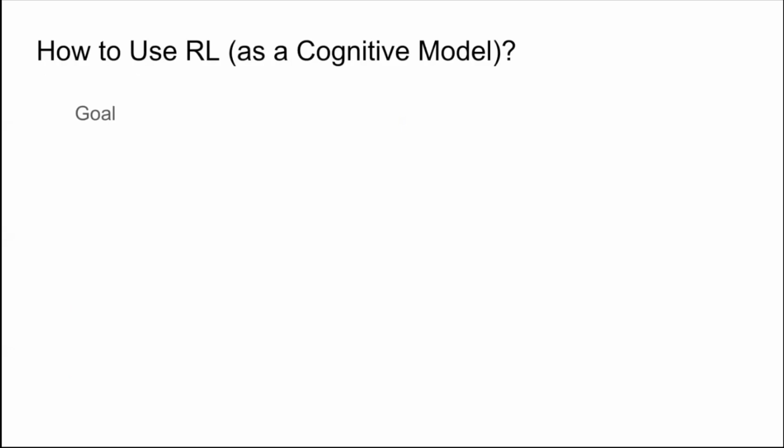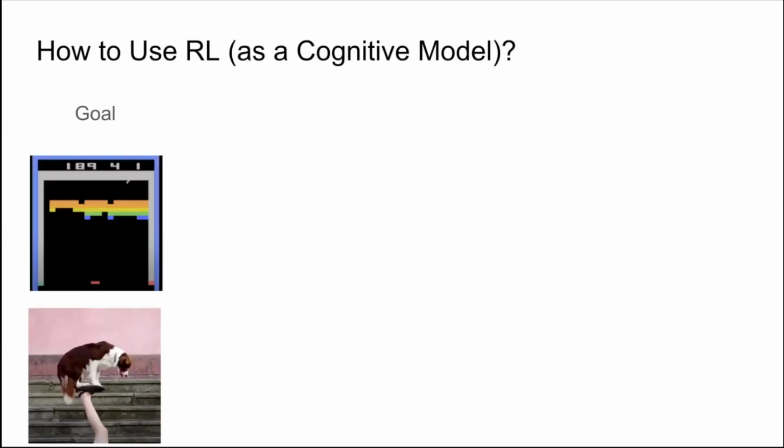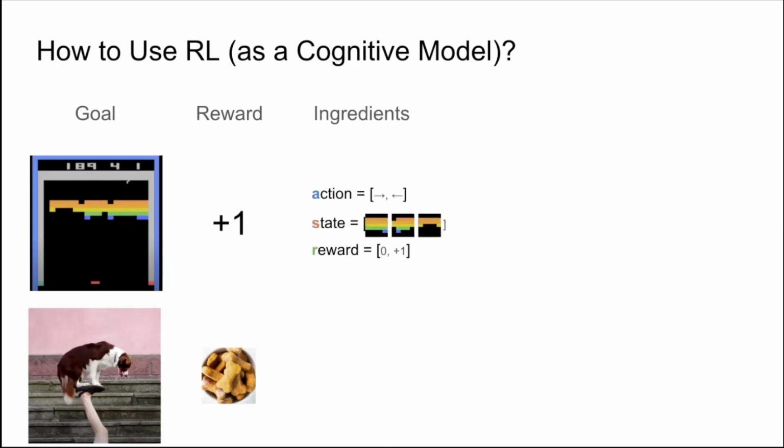And the way this looks like in the lab is we pretty much define a goal. So for the Atari agent, we say we want the Atari agent to maximize the score. For the dog, we say we want the dog to stand on my feet. And then we need to think of a reward. So for the Atari agent, we might say each point is one reward. For the dog, we say, oh, gaining treats is a reward. And then we need some ingredients, and I'll talk more about this later, but I want you guys to already be familiar with this lingo. We talk about actions here. So actions could be moving the pedal left and right.